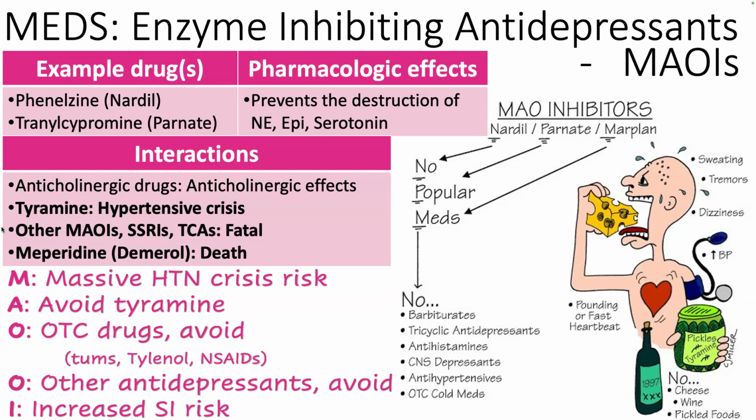So if someone's on an MAOI, we don't want to put them on another MAOI, an SSRI, a tricyclic, or Demerol. Demerol is not prescribed very much anymore, but we don't want them on any of these things. So how do we remember MAOIs? M, massive hypertensive crisis. We need to be monitoring their blood pressure. A, avoid tyramine. O, over-the-counter drugs to avoid. Tums, Tylenol, and NSAIDs. Well, I just wiped out your entire medicine cabinet.